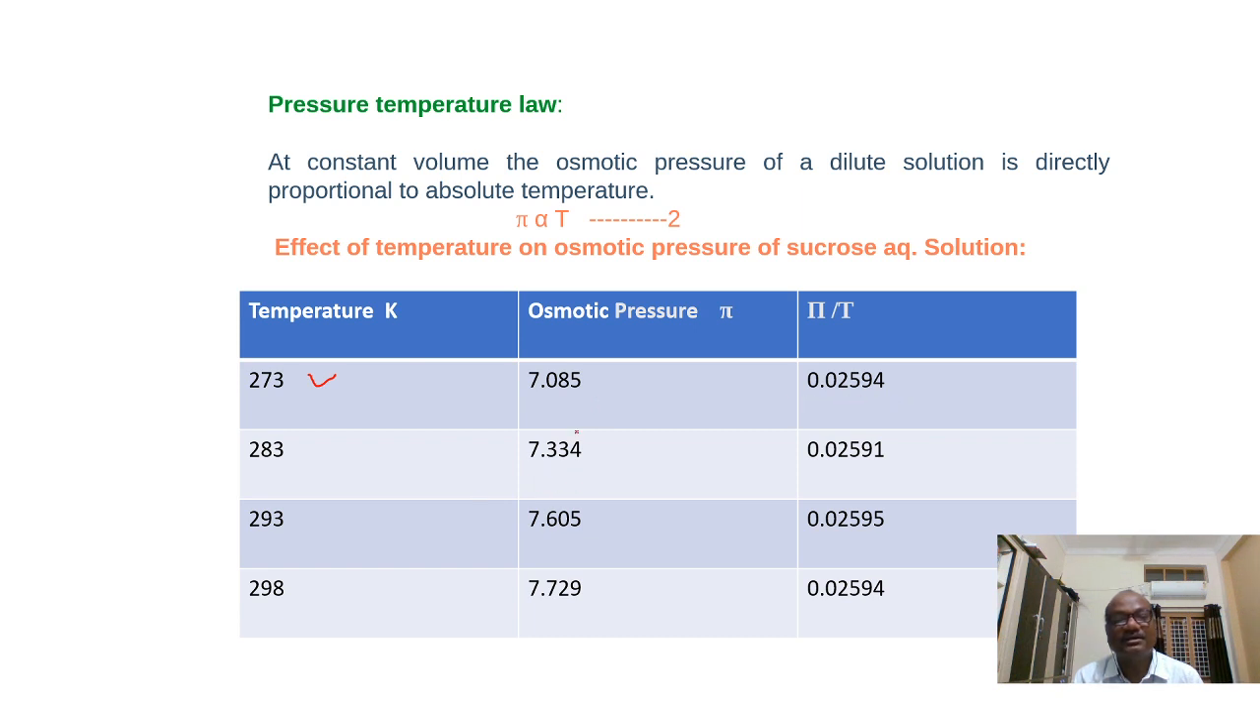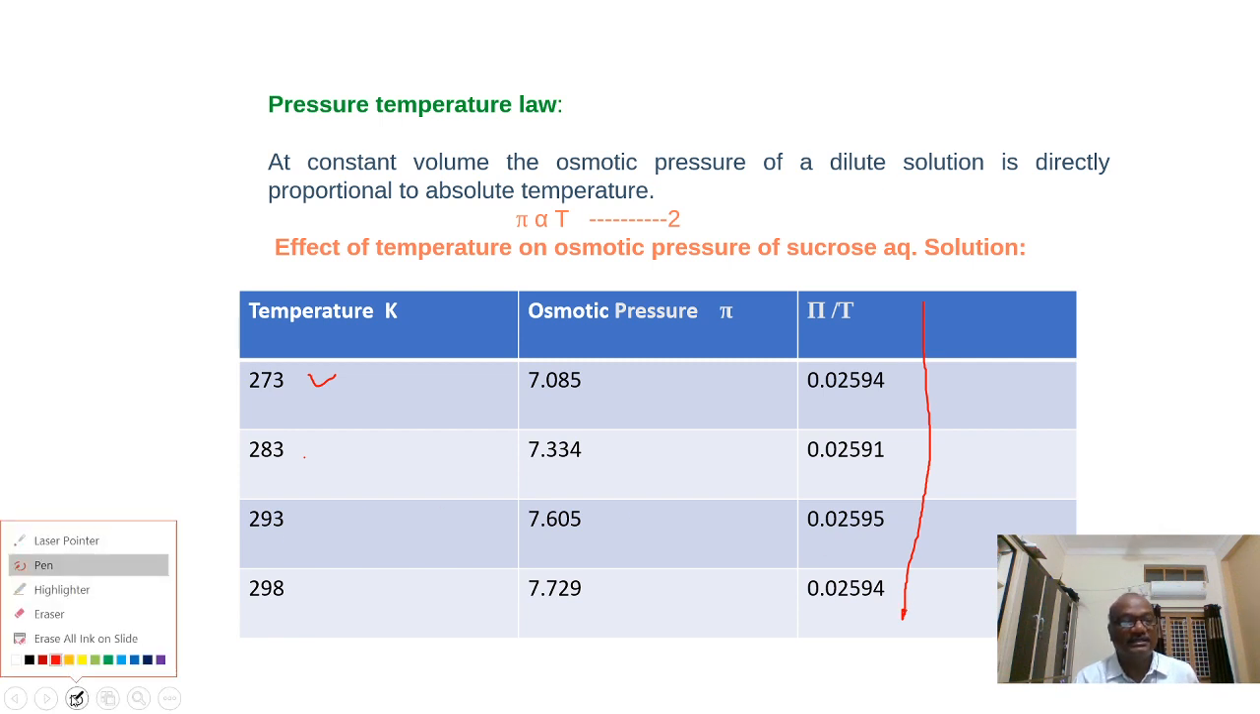Similarly, 7.334 is the osmotic pressure at 283 Kelvin. Pi by T is 0.02591. At 293 Kelvin, the osmotic pressure is further increasing to 7.605. Pi by T is 0.02595. At 298 Kelvin, the osmotic pressure is again increasing, to 7.729. Pi by T is 0.02594. So this supports the Van 't Hoff Charles law. Pi is directly proportional to T, which we can clearly see.